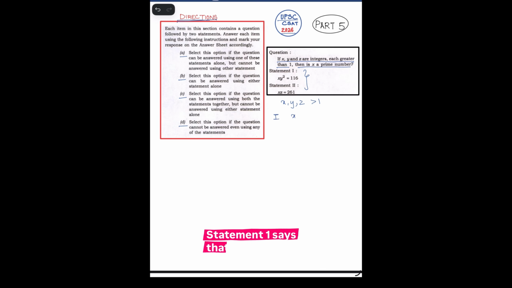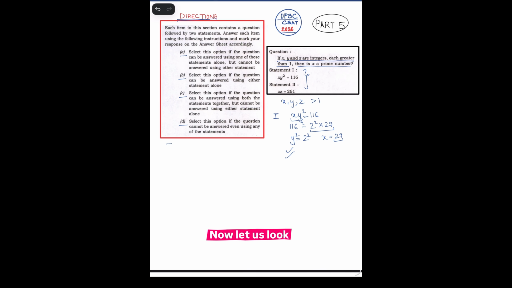Statement 1 says that x y square is equal to 116. So let us do the prime factorization of 116. 116 is equal to 2 square into 29. So looking at x y square and 2 square into 29, it is clear that y square is equal to 2 square and x is equal to 29. Since 29 is a prime number, statement 1 alone is sufficient to answer whether x is a prime number or not. Now let us look at statement 2.